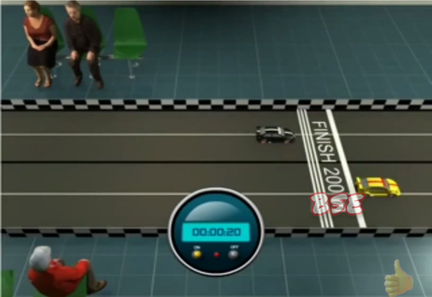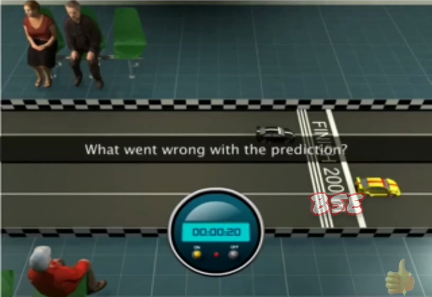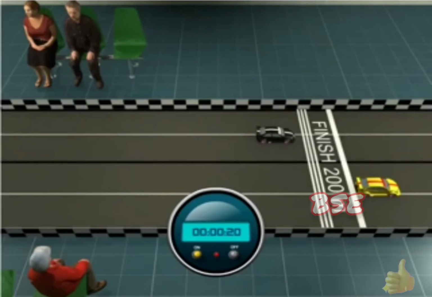Oh, look, Suresh reached the finish line first. But how is this possible? According to our calculation of speed, Ravi's car should have won the race. So what went wrong with the prediction? To get the answer, let's look at the progress of both the cars in the second half of the race.